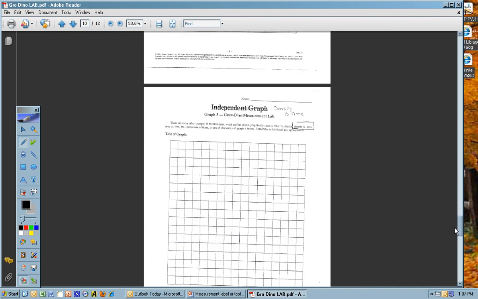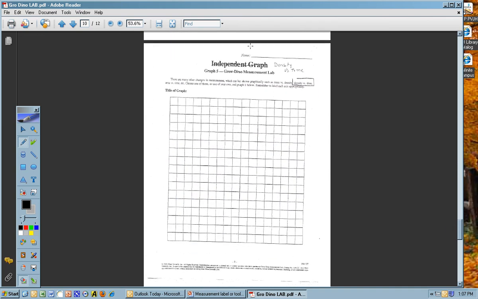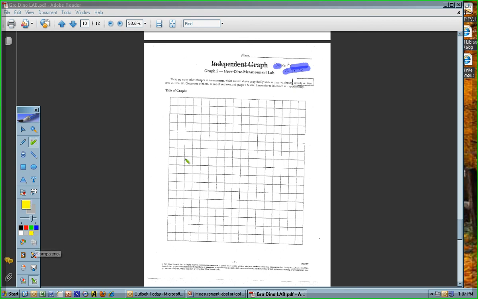The last graph is a little bit more complicated because what I need you to do is, it says independent graph, but notice how it's crossed out and that I have written in density versus time, and here I have boxed out density versus time. Let's change this to here. All right, so that means that I want you to do density versus time on this.